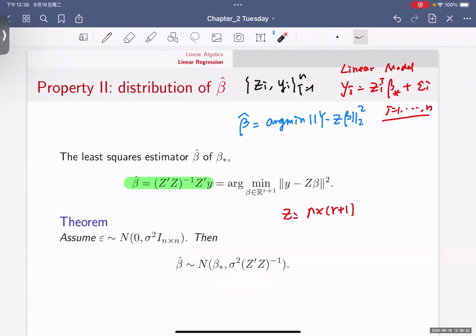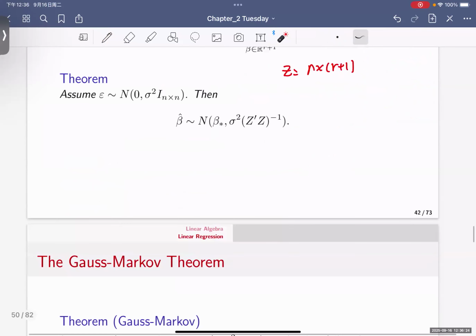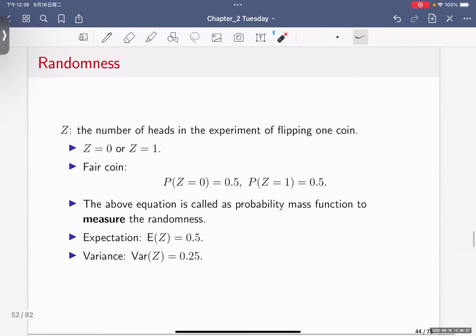Okay, so we will have a quick review of randomness. We have mentioned that randomness is described using a random variable. A random variable may have several possible outcomes, and to describe its randomness we use probability. In this special example, we use a probability mass function to measure the randomness. They can take two values, and each takes 0.5.